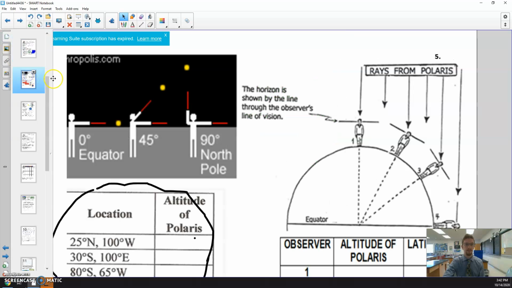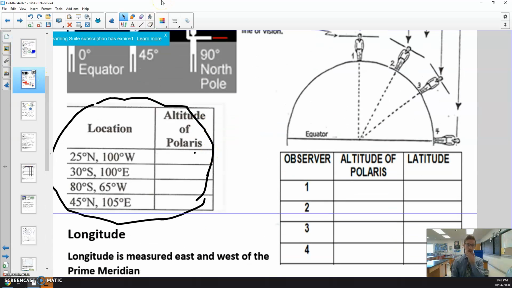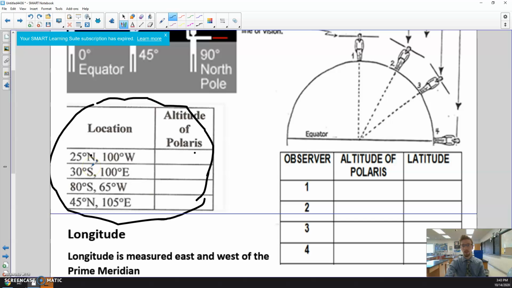All right. So this little page right here is more reinforcement that your latitude equals your angle to Polaris. So in this case, I have coordinates. Now, latitude, remember, that's measuring distances north and south of the equator, right? So latitude is that number with the north or south on it. Well, since my altitude of Polaris is the same as my latitude north, my latitude north is 25 degrees. My altitude to Polaris is 25 degrees.